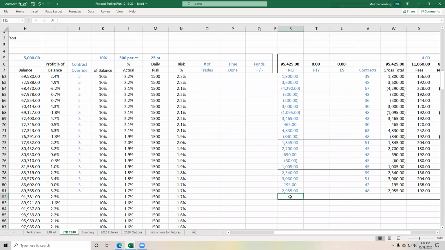Friday, 4.25 points of loss times $20 is $85 times 3 contracts. So we did minus $255 on Friday. And we actually did 16 trades. So 3 contracts per trade is 48 contracts.